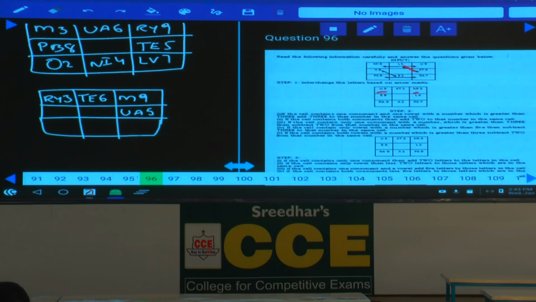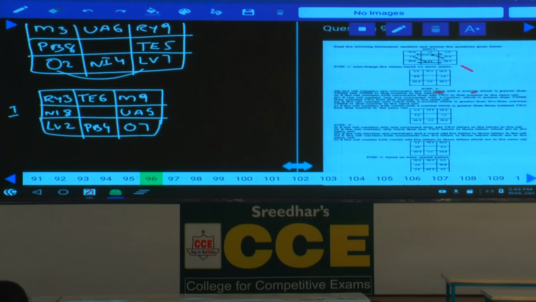And what are these two? PB8 and NI4, NI8 and PB4. And again these two elements are interchanged, LV2, and the next one is QO7, and this is step 1. Clear now?